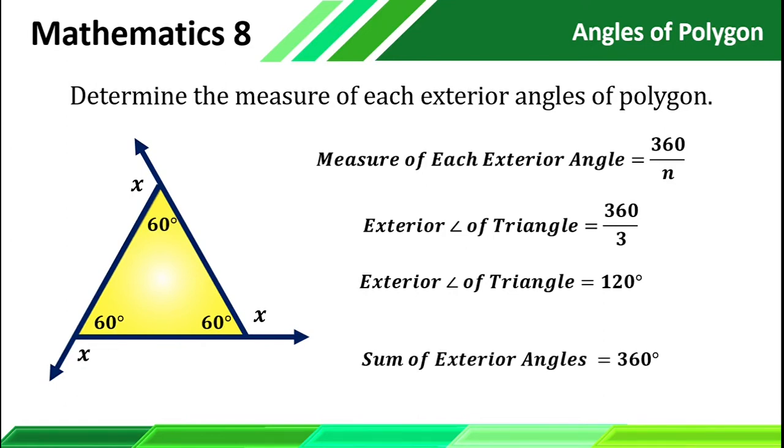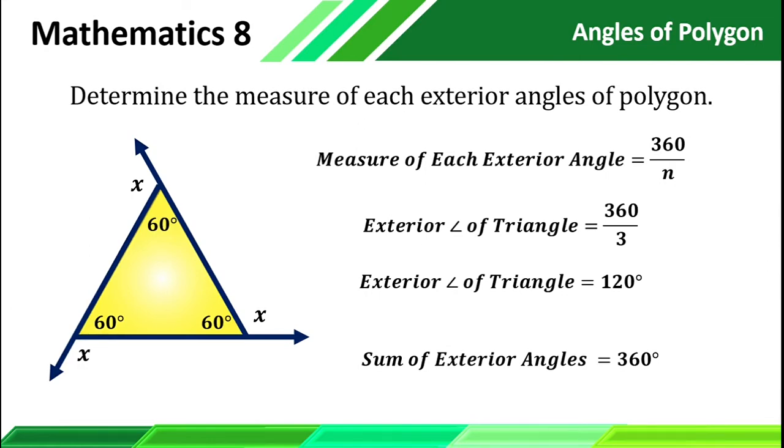If we have the sum of the interior angles, we also have the sum of the exterior angles. Okay? The sum of the exterior angles is always 360. Why? Because when you add all the exterior angles of a polygon, they will always sum up to 360 degrees.